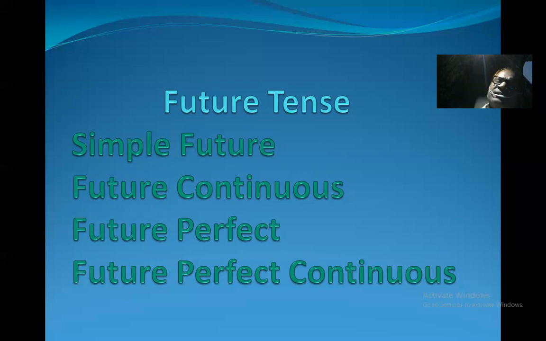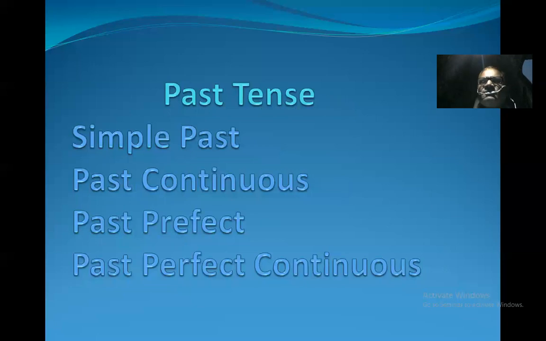Future perfect is a tense which we use to denote an action which completes at the time of speaking in the future. Future perfect continuous is the tense which we use to denote an action which starts before the time of speaking and goes on at the time of speaking in the future. In such a way, we can divide the tenses into different categories.